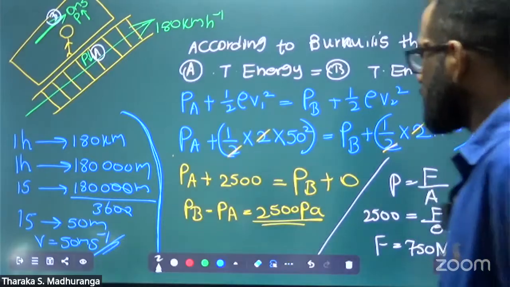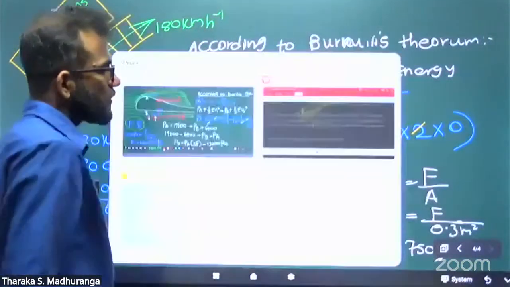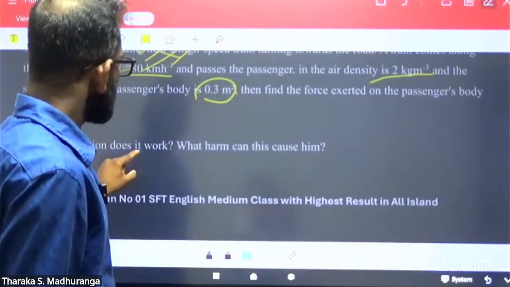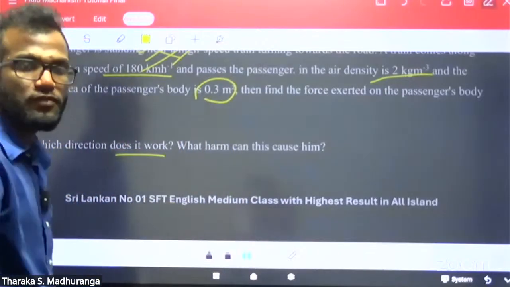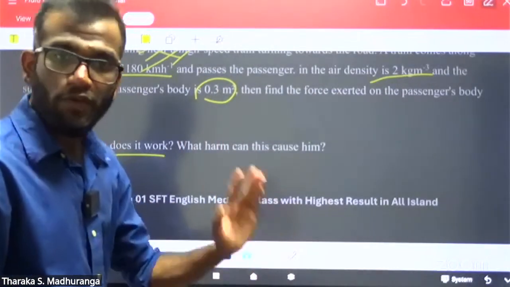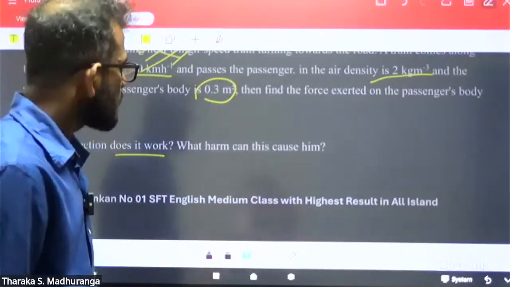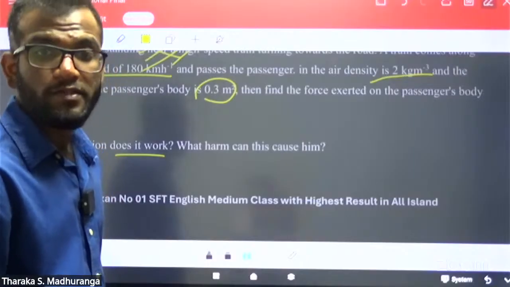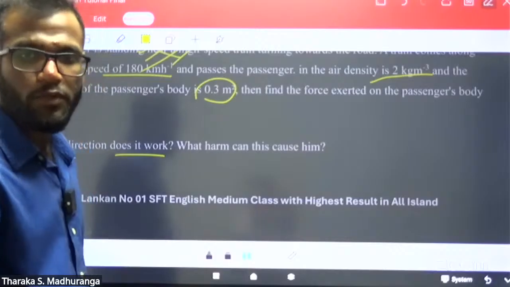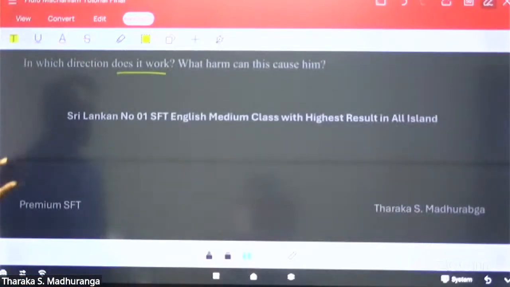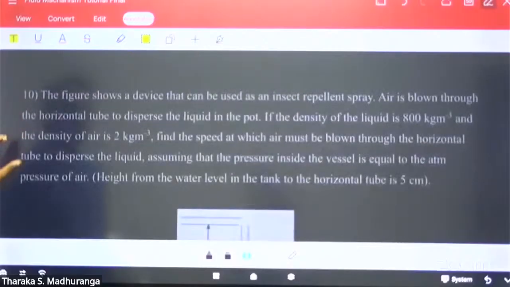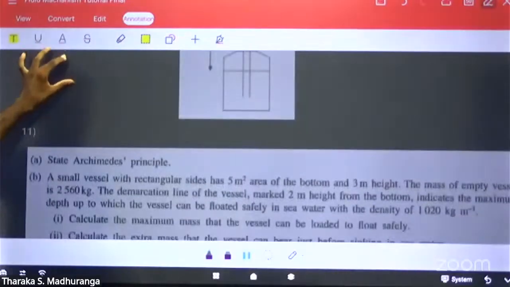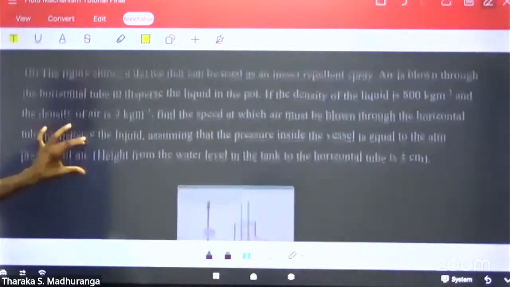Okay, final Bernoulli's theorem question. Again, the question asks, in which direction does it work? The external force works towards the railway or towards the train moving direction. What harm can this cause? Yes, it is possible to cause an accident.